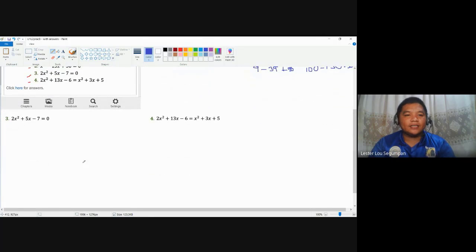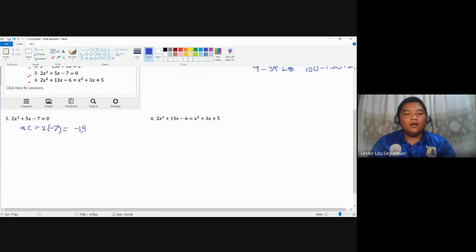In number 2, let's still use the factoring here. Again, you were able to talk about factoring before in your previous grade level, but I'm going to show you still how it is being factored. Again, using the A and C method, A is 2 times C, which is negative 7. Let's make it clear, negative 7. That actually results to negative 14.